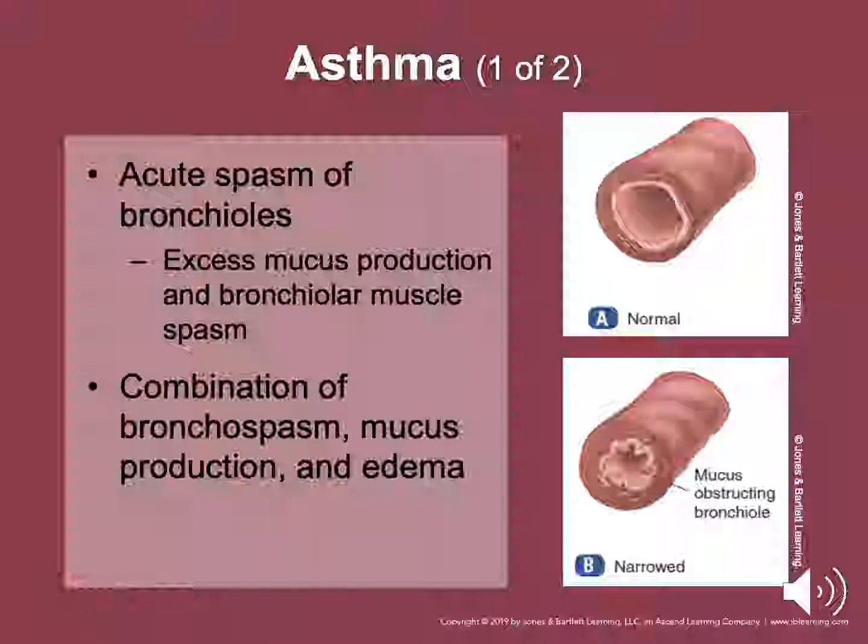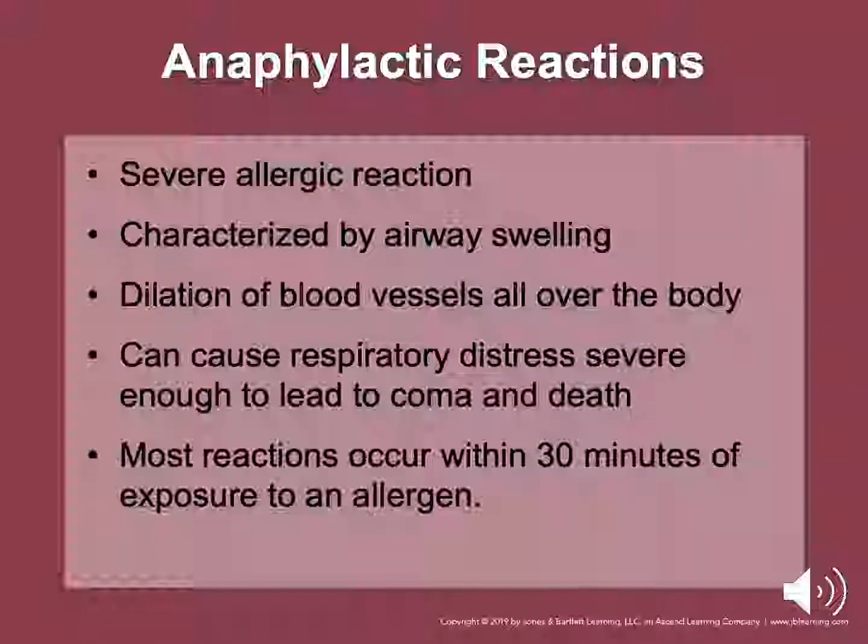Acute spasm of the bronchioles is excess mucus production and bronchial muscle spasms. It's a combination of bronchial spasms and mucus production and edema. So anaphylaxis is characterized by airway swelling and dilation of blood vessels all over the body. It can cause respiratory distress, even lead to a coma and death. Most reactions occur within 30 minutes of exposure to the allergen itself.